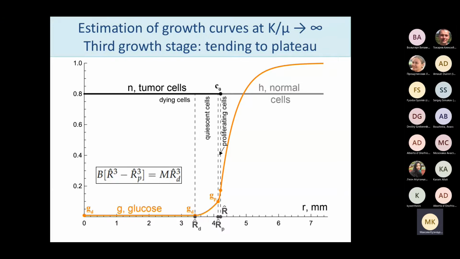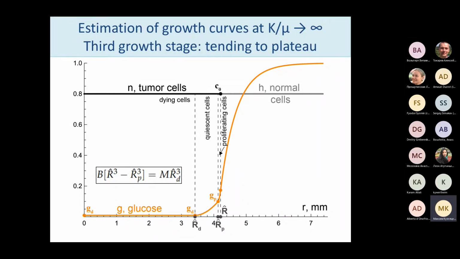The staging of glucose distribution function yields quite cumbersome relations between the radii of the tumor and its dying and quiescent zones. Another relation between these values is yielded by the mass conservation. The path of the growth curve for the last stage of tumor growth, at which dying cells are present, can be as well estimated numerically.